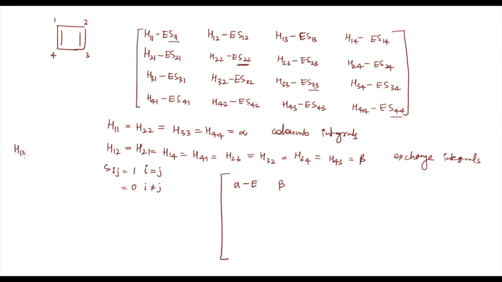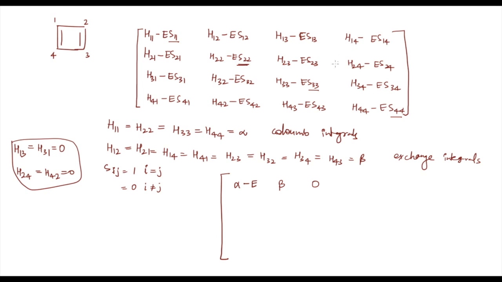So for H13, there is no bond between 1 and 3 in the molecule, and similarly there is no bond between 3 and 1. Similarly, between 2 and 4 there is no bond, so they are going to be equal to 0. Similarly H24 and H42 are going to be 0. So remember this: they are 0 because there is no bonding between these particular atoms. So the H13 part will become 0, the S part is obviously 0 because of the value of S, so overall it is going to become 0.